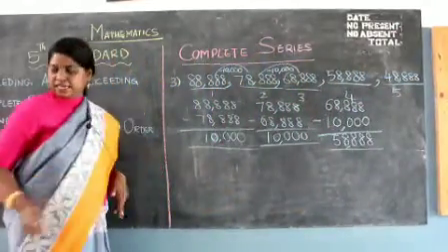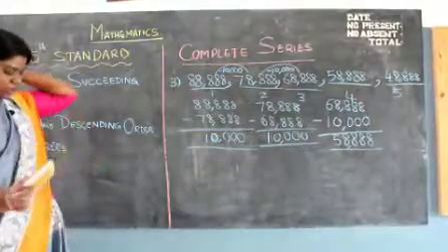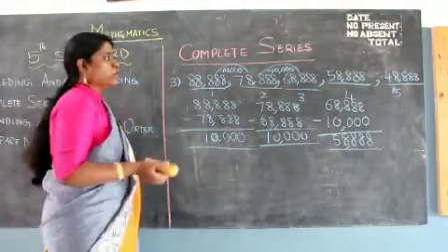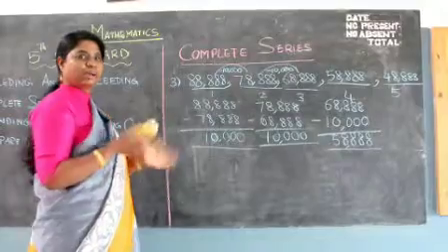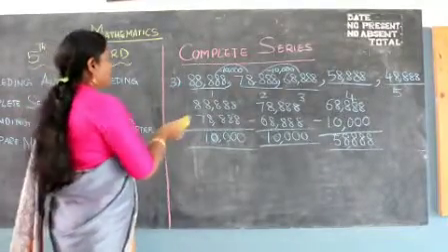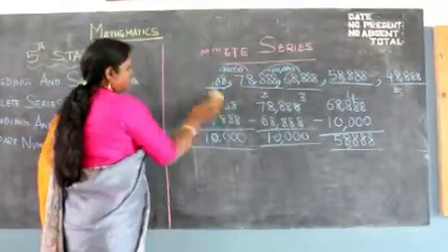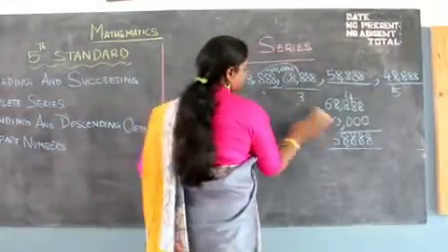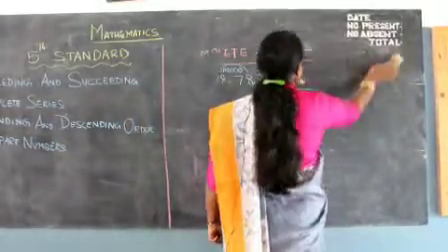First you have to find the relation between the two numbers. Once you find the relation, then you're good to go. Then you know whether you have to add or subtract that number to get the next number. Okay, so now I'll move on to ascending and descending order. Students, now we are moving on to ascending and descending order.